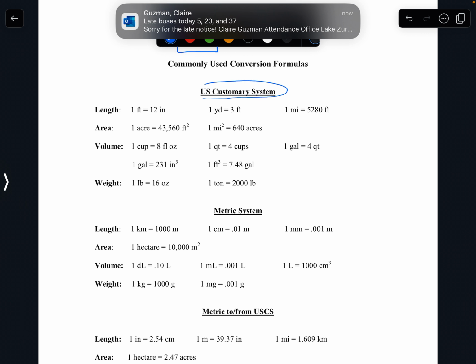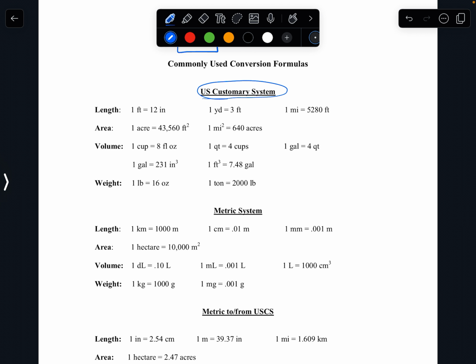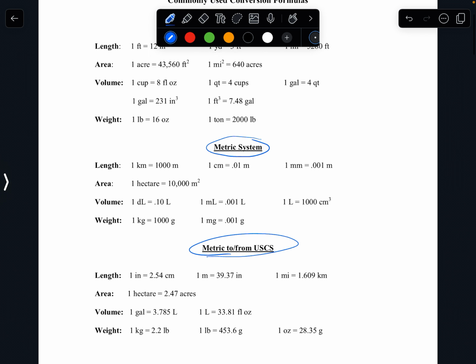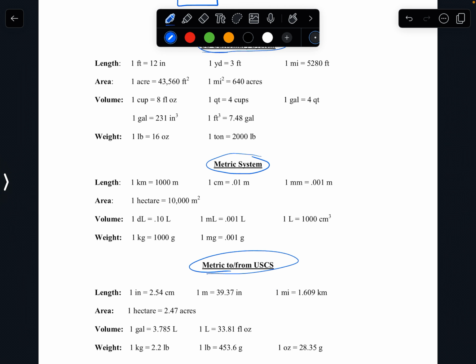So the US customary system is what we're used to: feet, inches, acres, cups, gallons. The metric system is more kilograms, milligrams, liters, and so forth. And then this bottom one is going to help us get from one to the other. Our goal is to be converting whatever measurement we're given to the other units. And so we'll get really familiar with this worksheet and being able to identify.